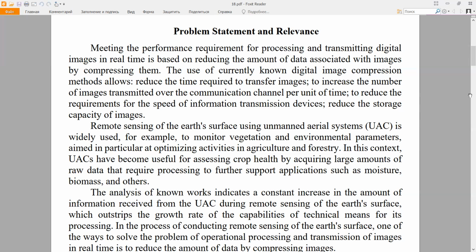Remote sensing of the Earth's surface, as an example of using unmanned aerial systems, UAS, is widely used, for example, to monitor vegetation and environmental parameters, aimed in particular at optimizing activities in agriculture and forestry. It's a field where we can have practical usage of the different methods of image processing. In this context, UASs have become useful for assessing crop health by acquiring large amounts of raw data that require processing for further support applications such as moisture, biomass, and others.